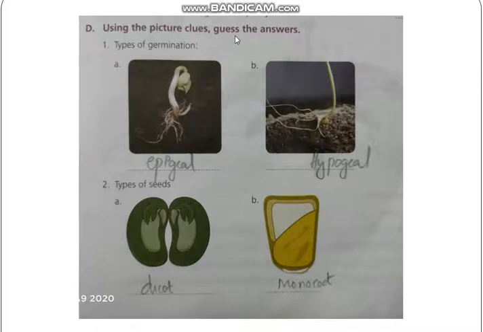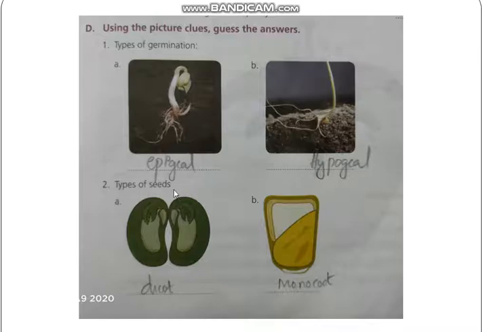And using the picture clue, guess the answers. Then number 1, type of germination. We can see two diagrams, picture A and picture B. Picture A is called epigeal germination and B is called hypogeal germination.